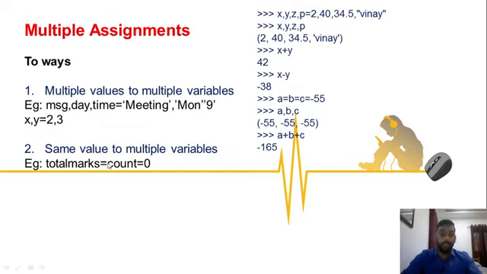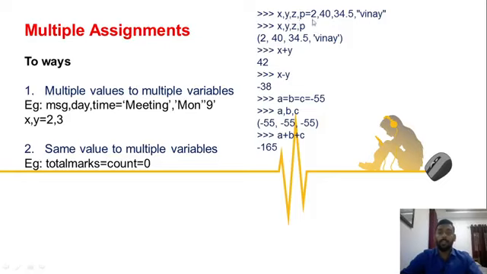But here you could see total marks equal to count equal to 0. All variables are assigned the same value 0. Then x comma y equal to 2 comma 3. x will be assigned 2 and y will be assigned 3. So it's another flexibility of Python programming. We can assign the same value to multiple variables and different values to multiple variables.